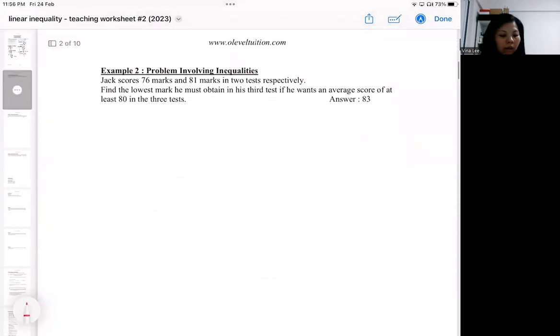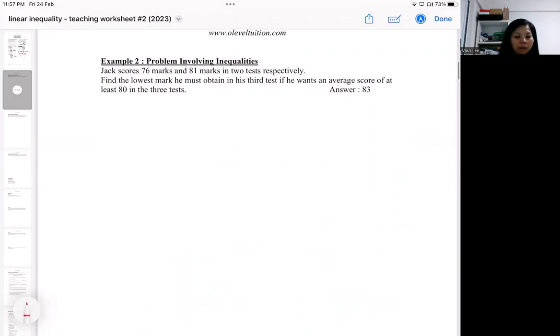Okay, so from example 2, example 3, example 4, we are going to do the problem solving in inequalities. Okay, so there must be inequality that you form. So it cannot be doing like primary school method, or it will be very basically close to algebra. Okay, so let's read the question first.